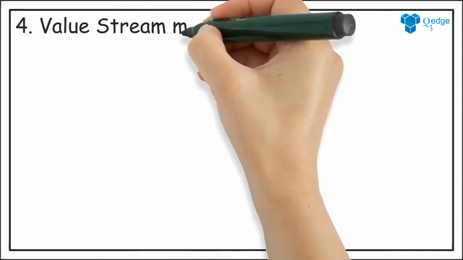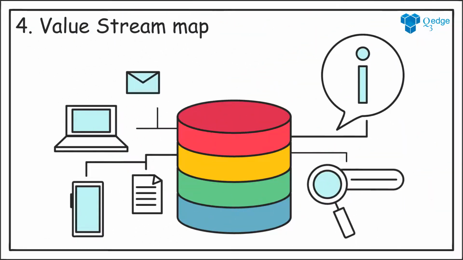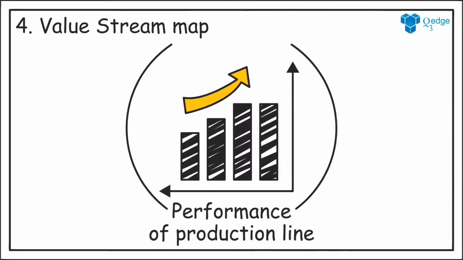Value stream map. It is a map where data is collected, both on the flow of material and information. It is an operational map to improve the performance of the production line.